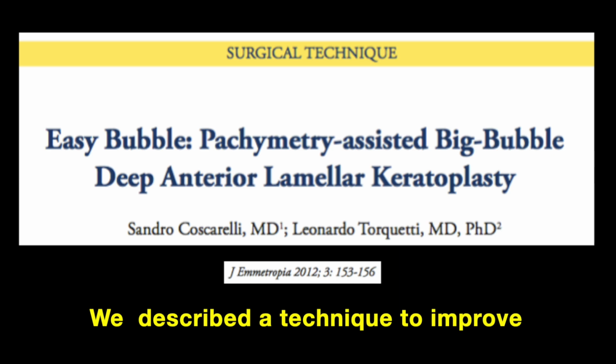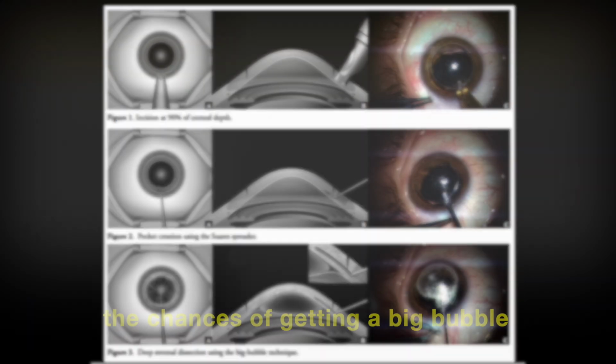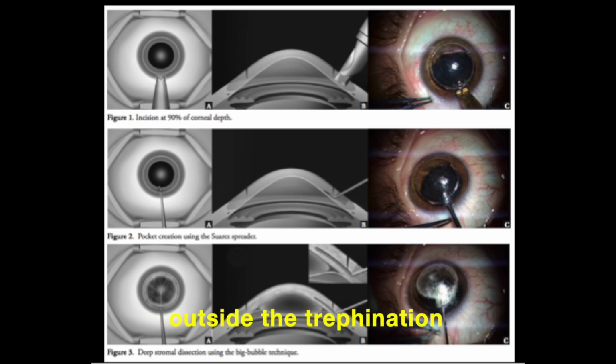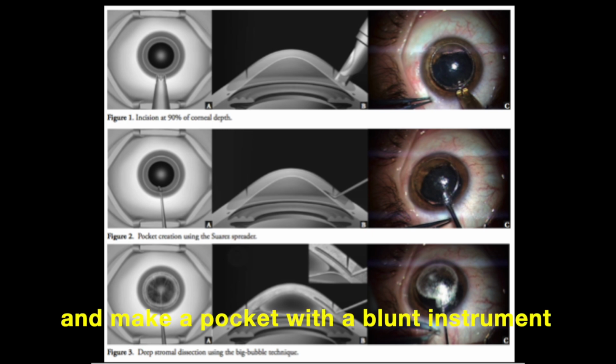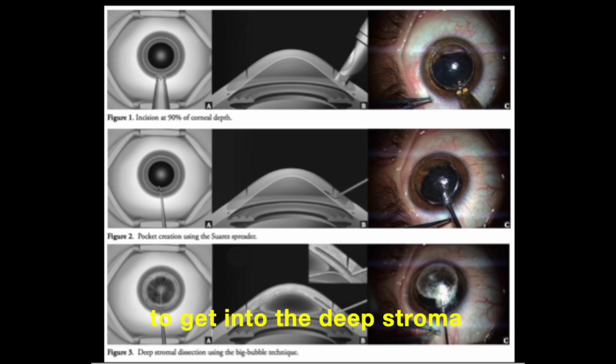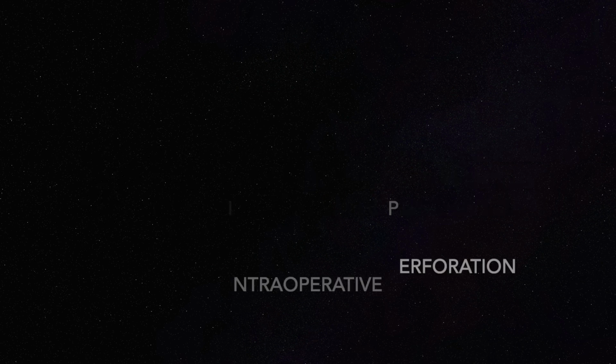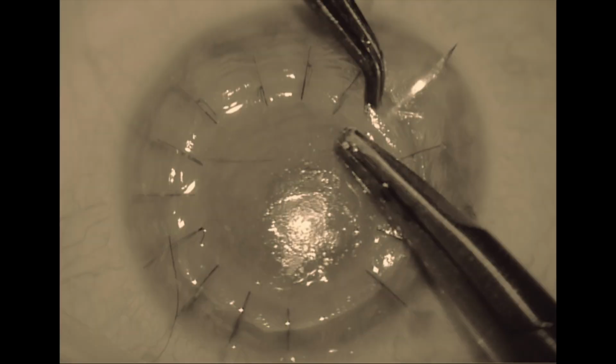We described a technique to improve the chances of getting a big bubble. This technique shares some steps of ring segments as we make a 90% incision depth outside the trephination, and make a pocket with a blunt instrument to get into the deep stroma. There are some cases in which the big bubble technique should not be used, due to the high risk of intraoperative perforation.